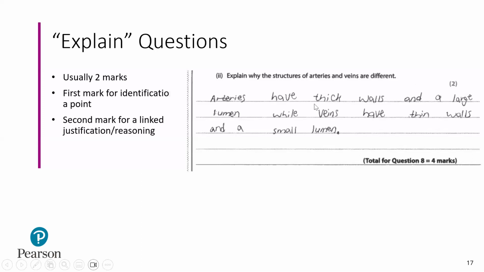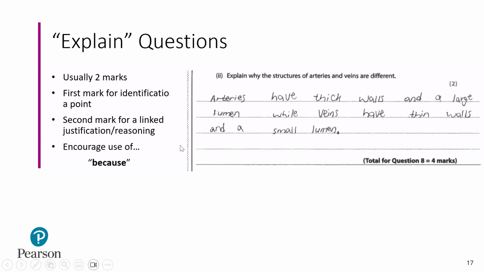The student has told me arteries have thick walls and a large lumen, while veins have thin walls and a small lumen. So thick walls and thin walls and the lumen is going to get them the first mark. They've identified something that's different about the two. So they've got the first mark. What they haven't gone on to do is explain why that's important. So they'd go on to say, because arteries are under higher pressure than veins or something like that. So they've taken it further, they've developed their point, and they've explained it.